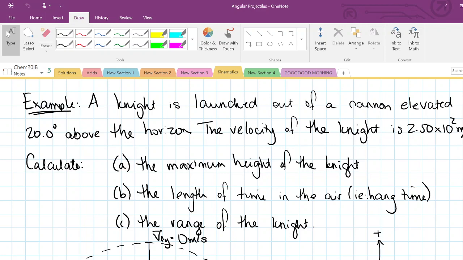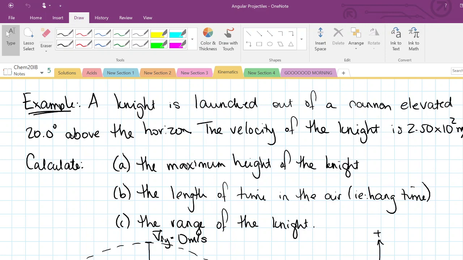And we want to calculate a couple of things. We want to figure out what's the maximum height of the knight when it reaches that maximum height. We want to figure out what is the length of time the knight will be in the air. Another way you might see that written is what is the hang time. The most common place I've heard about hang time is when you talk about basketball players and their hang time as they're going in for a dunk or something like that. And then the range of the knight. What is the range? And remember, the range is the total x displacement while that knight is flying through the air.